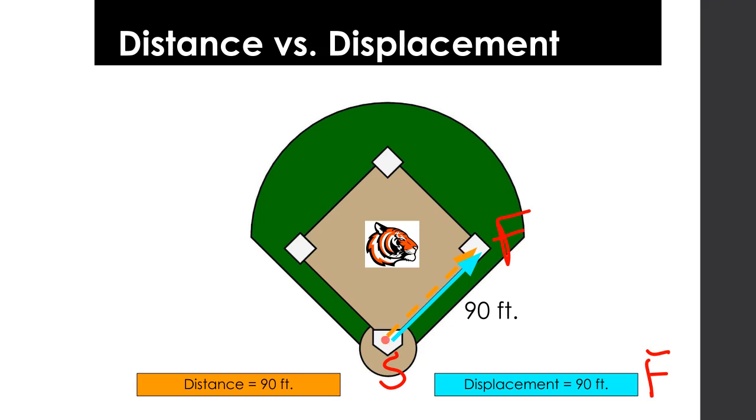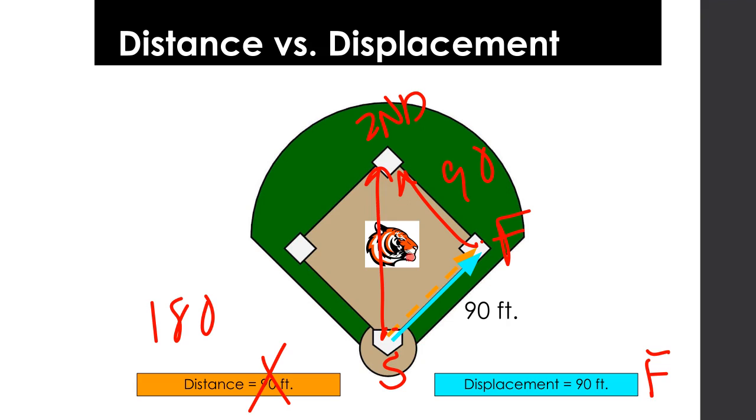So from home plate to first base is 90 feet. Now, if I follow the distance and I go to second base, it's going to add another 90 feet. So my distance now is going to be 180 feet. But if I do the linear displacement, it's only 127 feet here. So my displacement's 127.